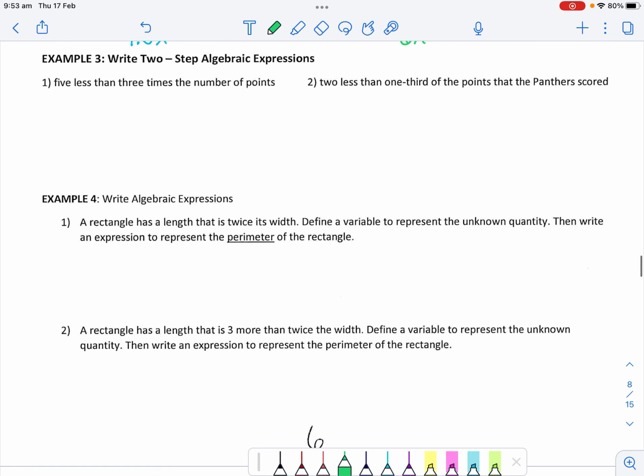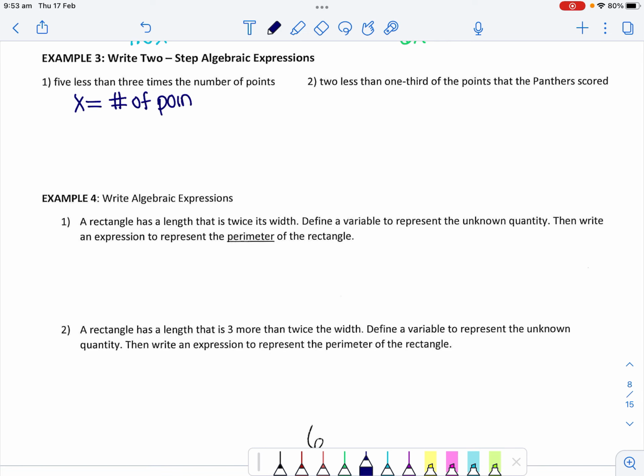Example 3 says writing 2-step algebraic expressions. So now we're going to have a combination of things: multiplication and addition, multiplication and subtraction, things like that. Number 1 says 5 less than 3 times the number of points. So the first thing I'm going to do is identify my variable. My variable here is going to be the number of points. Then I'm going to identify the operations that are happening in this problem. So this says 5 less than 3 times the number of points.